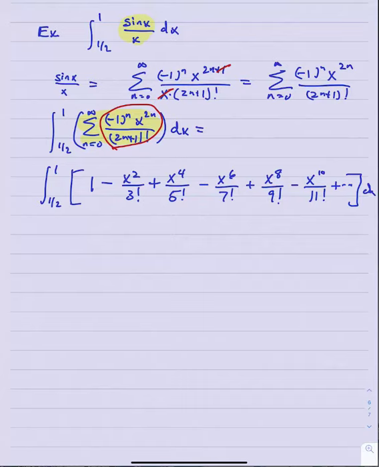Okay, now, this is a little weird to write, but what I'm going to do is take the antiderivative now, which means, of course, we're talking about x minus x cubed over 3 times 3 factorial, plus x to the 5th over 5 times 5 factorial, minus x to the 7th over 7 times 7 factorial, and so on. At least there's a very nice pattern there.